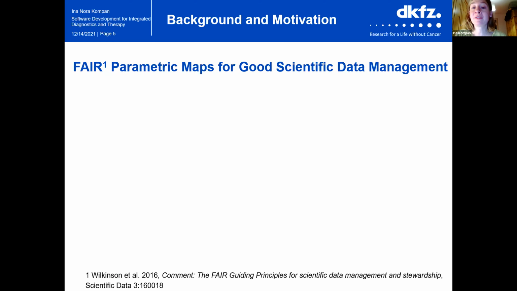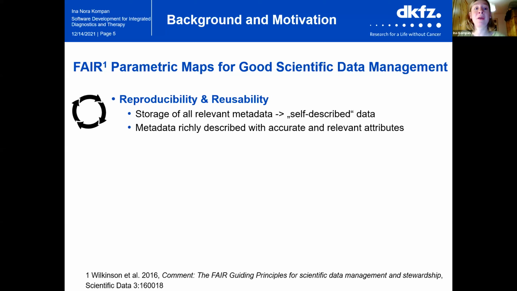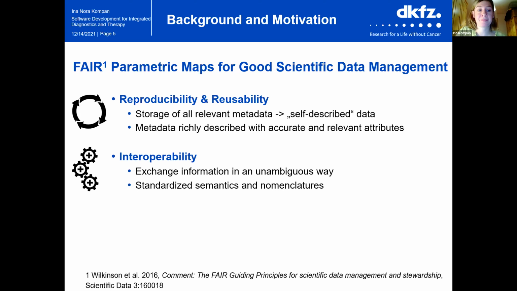In order to adhere to good scientific data management, parametric maps should adhere to the so-called FAIR principles. According to these, first of all, data should be reproducible and reusable. For reproducibility, all relevant metadata should be stored along with the data, making the data self-described. Also, for reproducibility and reusability, these metadata should be richly described with accurate and relevant attributes.